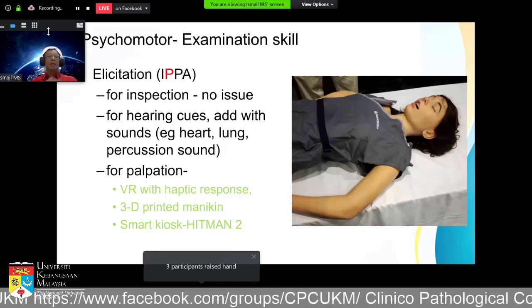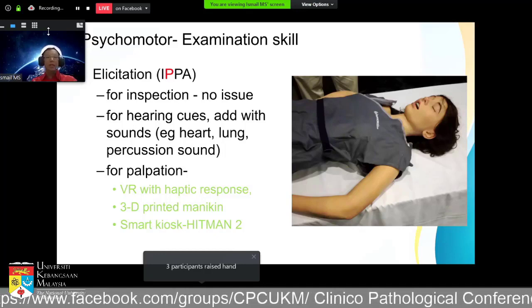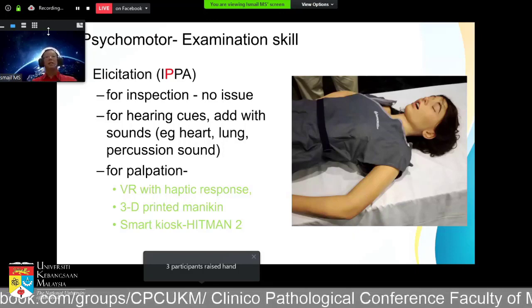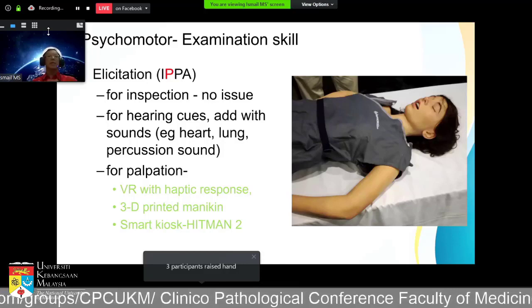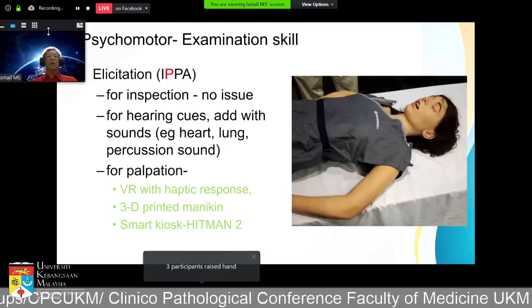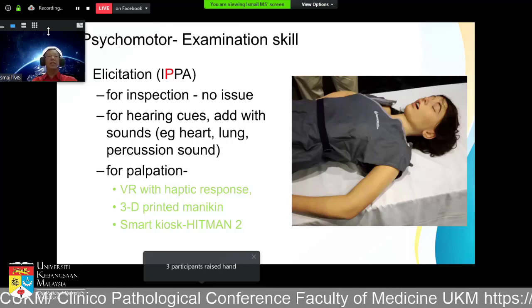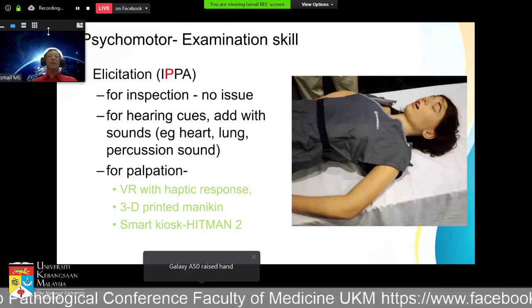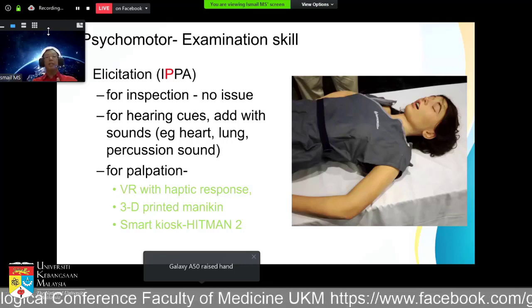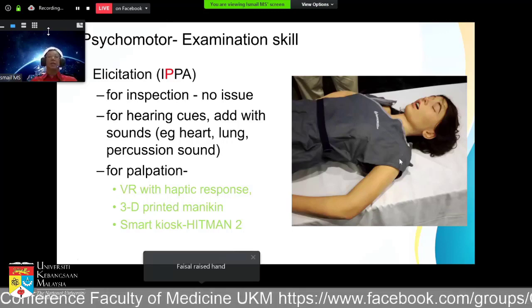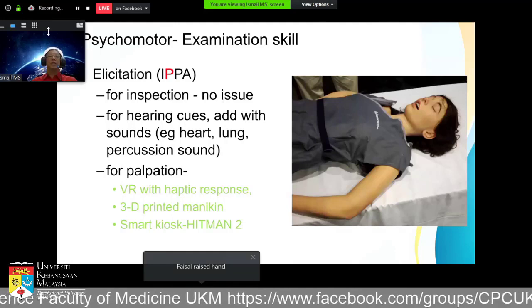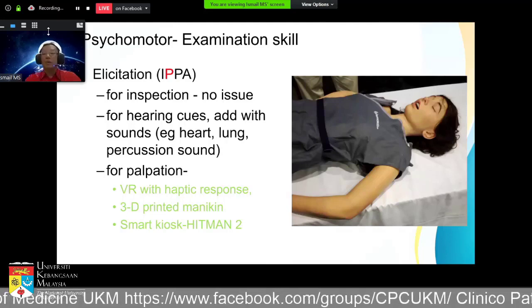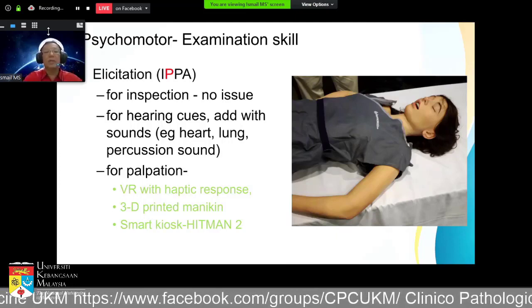Now, there are certain things which are still in progress. We have the VR with haptic response that, if available, will help us in terms of some examinations, for example doing abdominal palpations, doing a VE and so on. It has that haptic response to give them responsive feedback. You can also do a 3D printed mannequin, something like this. So you can ask the students to examine the mannequin, but they have to purchase a mannequin, so it's a bit expensive. Or we can do something like our project called the Hitman 2.